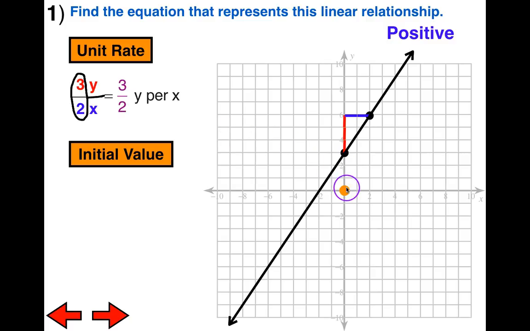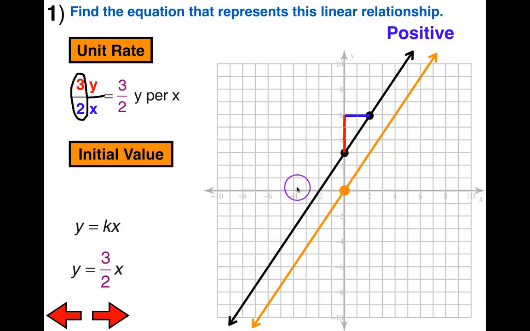Here, if we had a point at the origin, okay, and we drew the same exact line, this line here would be a proportional relationship, right? This one is not, and the only reason why it's not a proportional relationship is because it doesn't go through the origin. So if we take a look at this orange line, I would say this is a proportional relationship, so it should follow the form of y equals kx. In fact, since I know the constant of the unit rate, I could even say that it would be y equals 3/2 x.